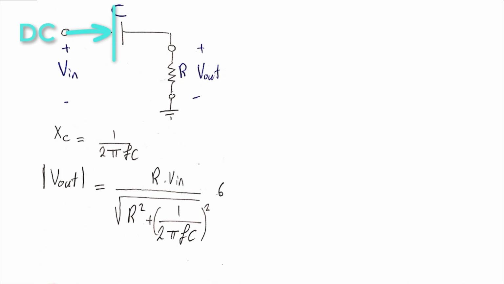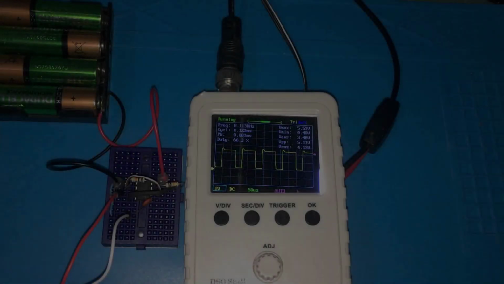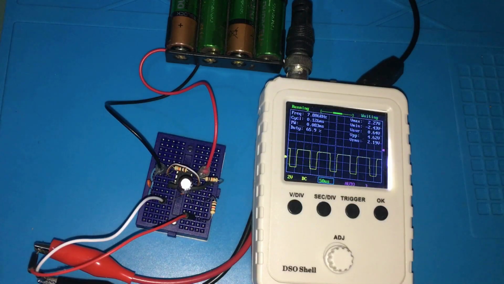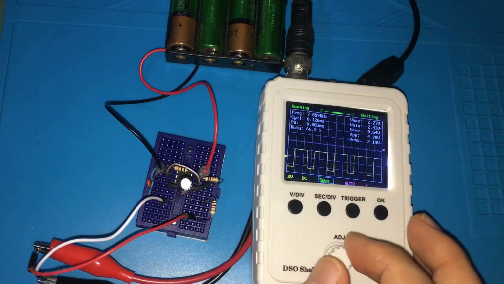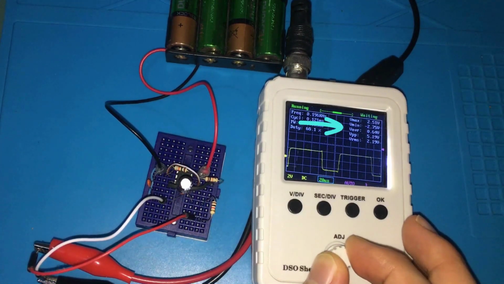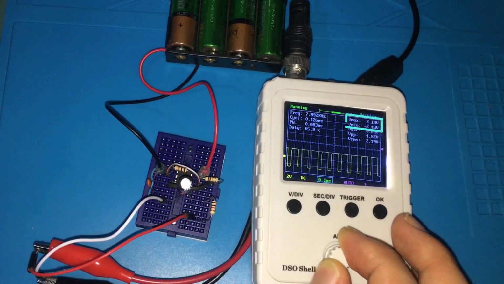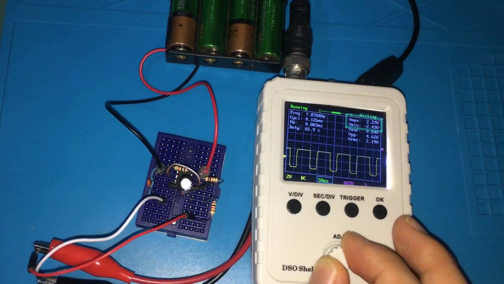Now to show you a practical example, I've used a 555 timer to generate a square wave signal with a frequency of 8 kHz and fed it to a high-pass filter. What makes this signal an AC signal is that its average voltage is zero. This means the positive part of this signal is equal to the negative part of it, which was not the case in the input signal.